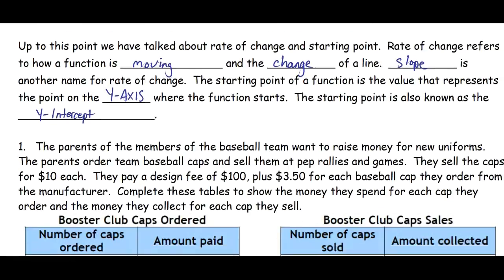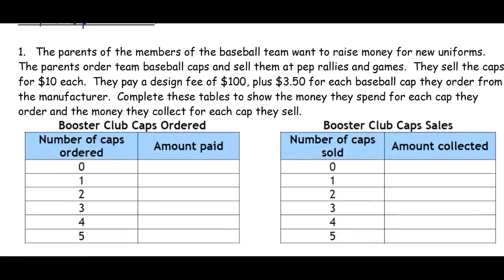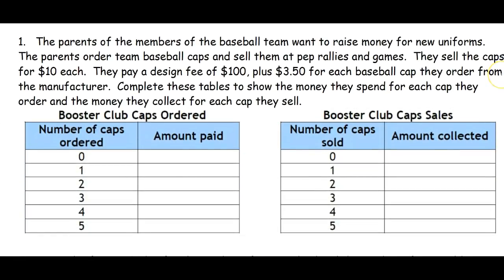So let's take a look at a couple example problems. The parents of the members of a baseball team want to raise money for new uniforms. The parents order team baseball caps and sell them at pep rallies. They sell the caps for $10 each. They pay a design fee of $100 plus $350 for each baseball cap they order from the manufacturer. Complete these tables to show the money they spend for each cap they order and the money they collect for each cap they sell.